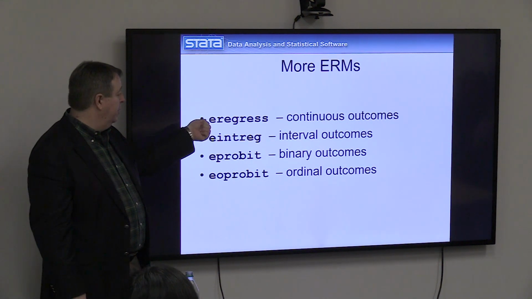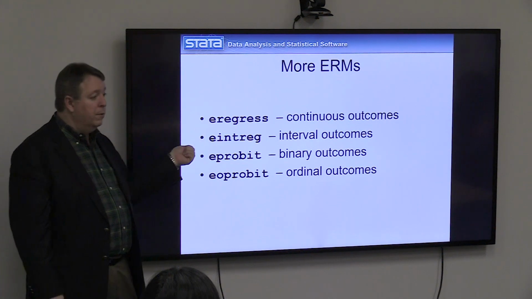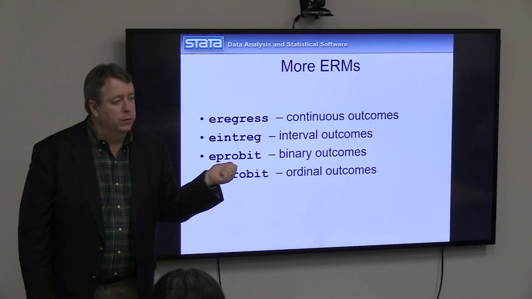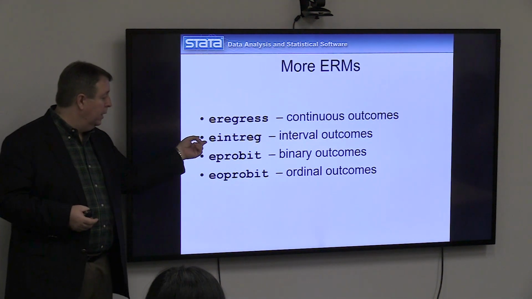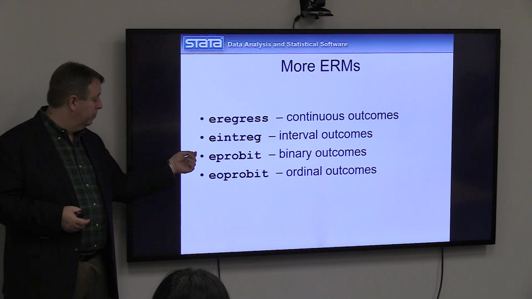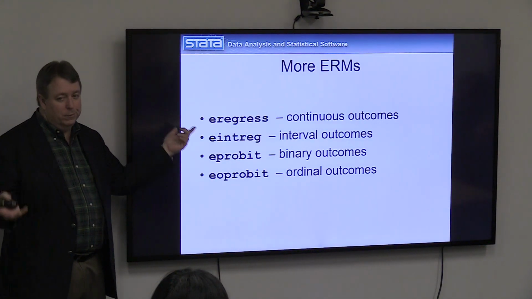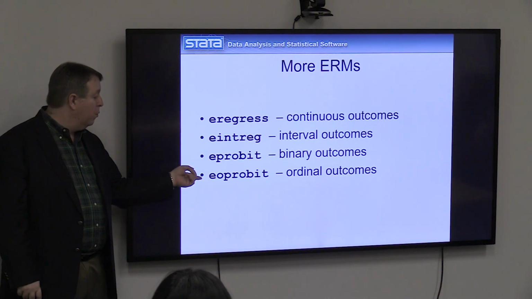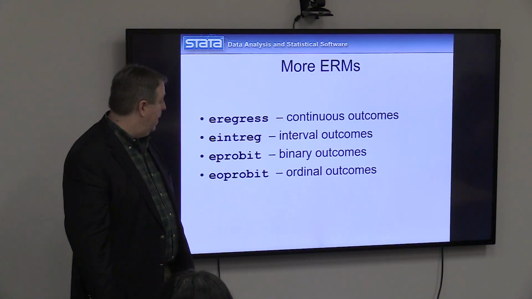You can do this with continuous outcomes like we just did with the eregress command, or you can do this with interval outcomes. And one could argue that this should be an interval because it's GPA bounded between 0 and 4. So if you wanted, you could actually fit this using eintreg, which does interval outcomes. If you have binary outcomes, you can do eprobit, sorry, no, eprobit, again, economists. And if you have ordinal outcomes, you can do eoprobit for ordinal outcomes.